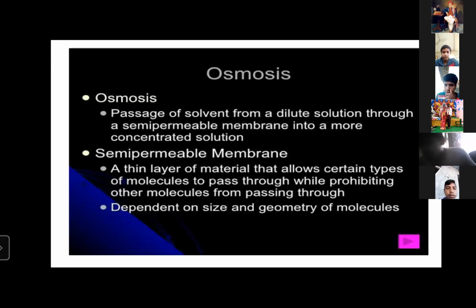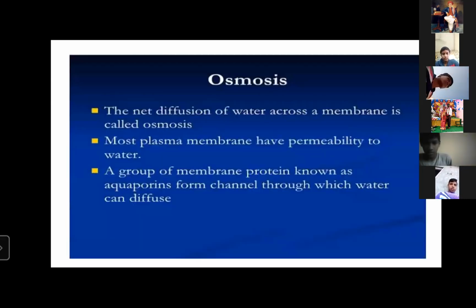And then next one is the semi-permeable membrane. It is a thin layer of material that allows certain types of molecules to pass through the membrane. Only certain materials are allowed to enter into the cell. This is the semi-permeable membrane. The diffusion of water across a membrane is called osmosis.